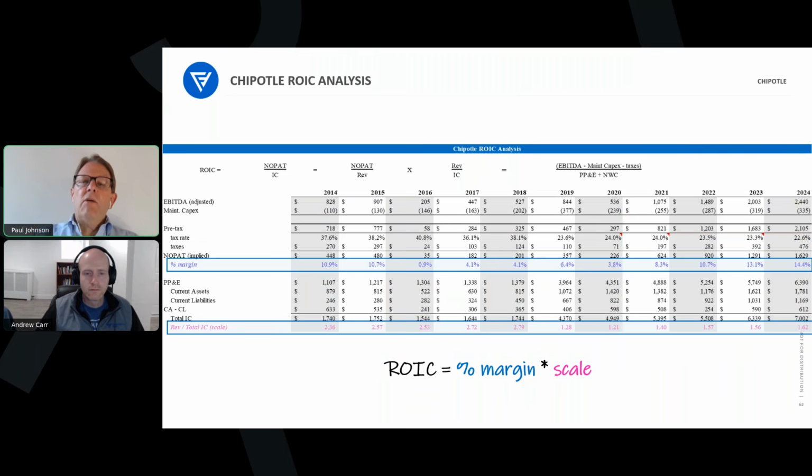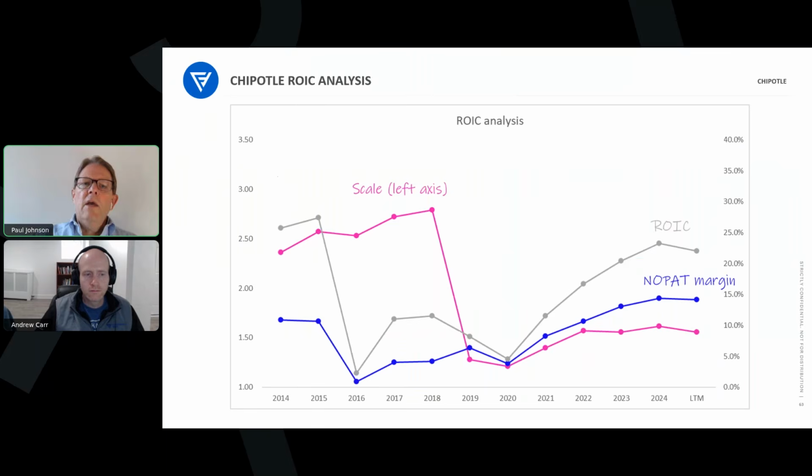Now, you break out your return on capital into two components. One's called profitability or margin, the other one's scale. It's just two pieces to it. So then you can chart this. I chart this in my model, and I can see the NOPAT margin has actually expanded beautifully from 20, but it's stalled out in the LTM.